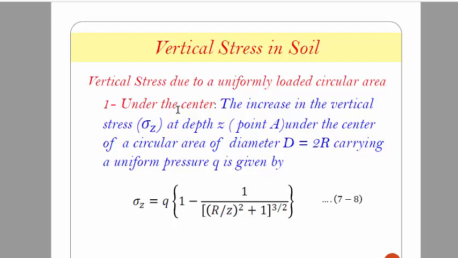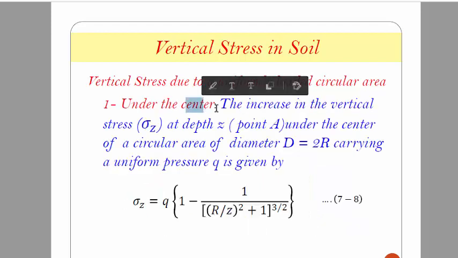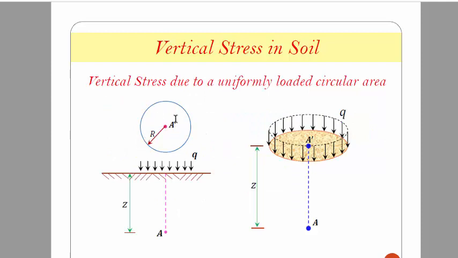So basically there are two methods for a loaded circular area to calculate the vertical stress. First one is under the center, meaning properly below the center of the circular area. That's one formula. And second is outside the center, at any point away from the center. So at the center, what is this? This is the radius r, this is q. You calculate the vertical stress below the center of the circle. This is z.